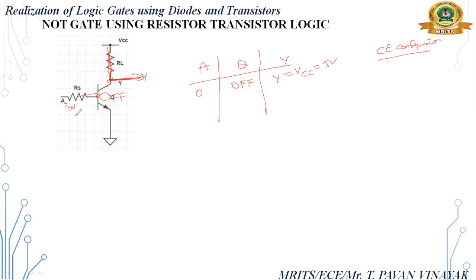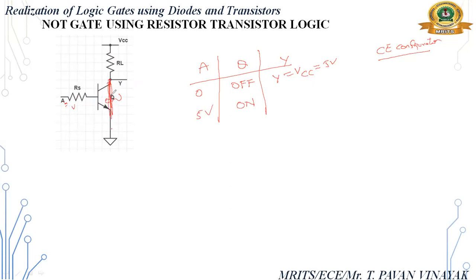Okay. When A is equal to 5 volts, the transistor will be on. What is the output? Whenever the transistor is on, there is a closed path between collector and emitter. The collector and emitter junction is closed.